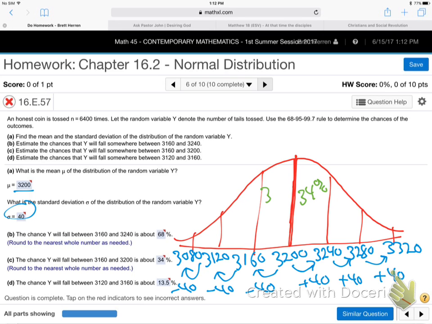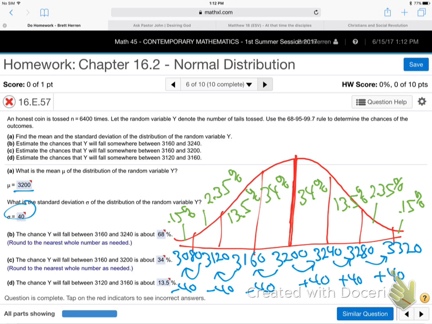So 34%, 34%, 13.5, 13.5, 2.35, 0.15, 2.35, and 0.15. Okay. So we good with all that data? See what I did? So what does that mean?